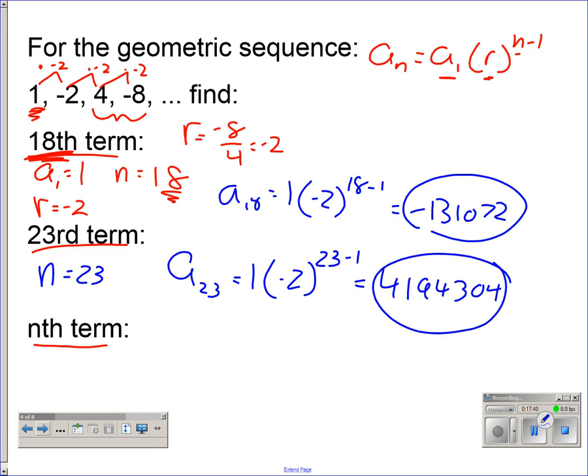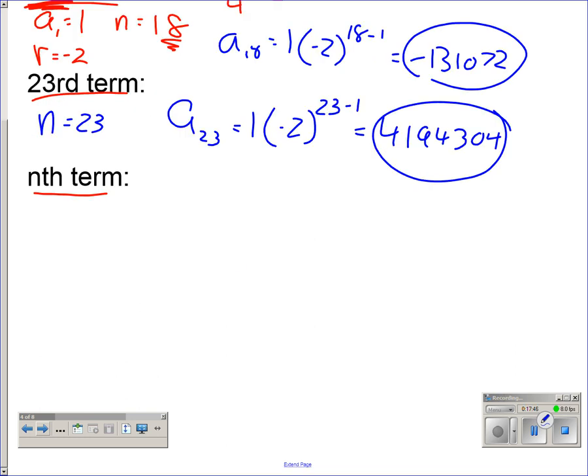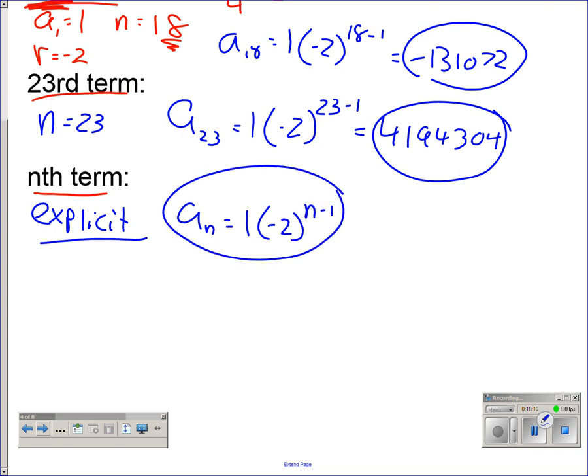All right, questions on those? I ask this question a lot right here too. The nth term. What do I mean when I ask for the nth term? What does that mean? The formula. If I ask for the nth term, I'm just asking for the explicit formula. It's just a fancy way of me saying, hey, write the explicit formula for this situation. Which we have, we just don't put a value in for n. So that's just a sub n equals our first term times our rate to the n minus 1. Okay. Questions on that?